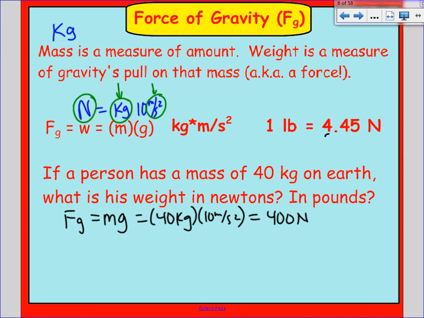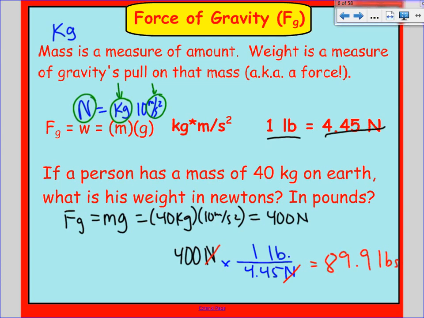Well, remember, there's always more newtons than there are a pound. So you should have less pounds than newtons. I'm going to take my 400 newtons and set up a conversion. I know that there are 4.45 newtons for every 1 pound. Notice my newtons cancels out, and if I take 400 divided by 4.45, I'm going to end up getting my answer of approximately 89.9 pounds.